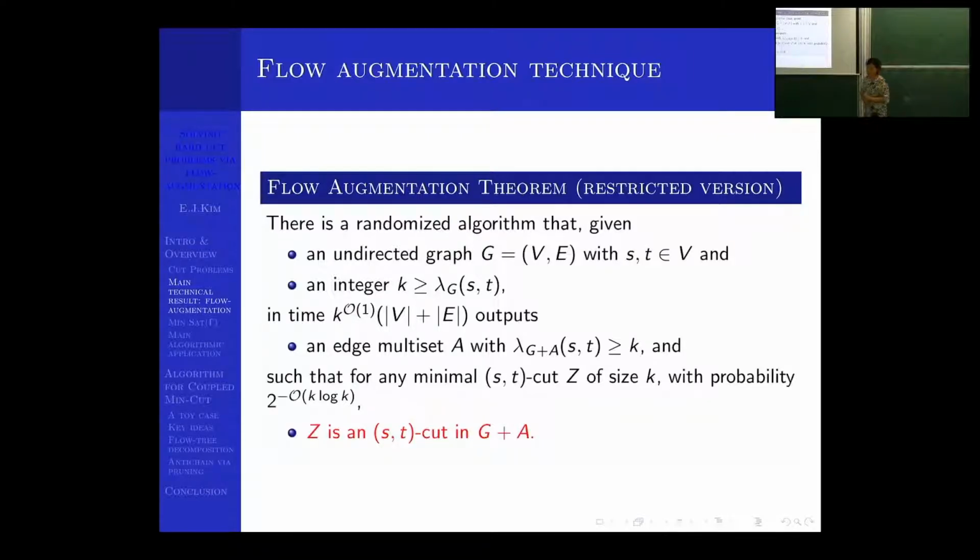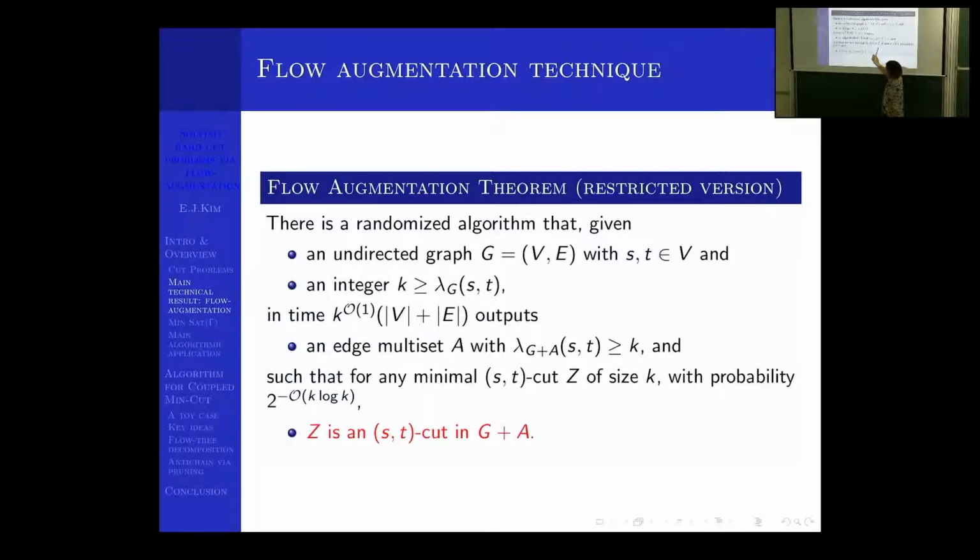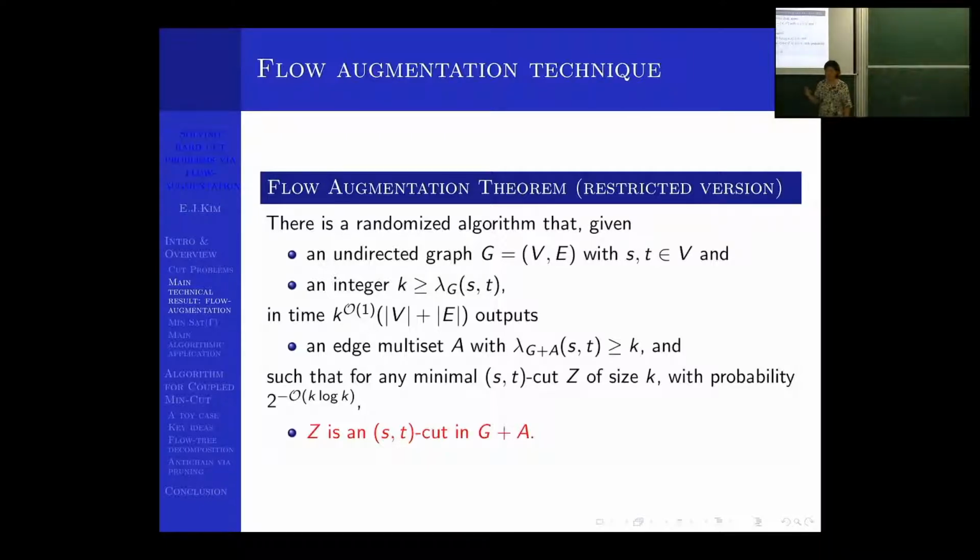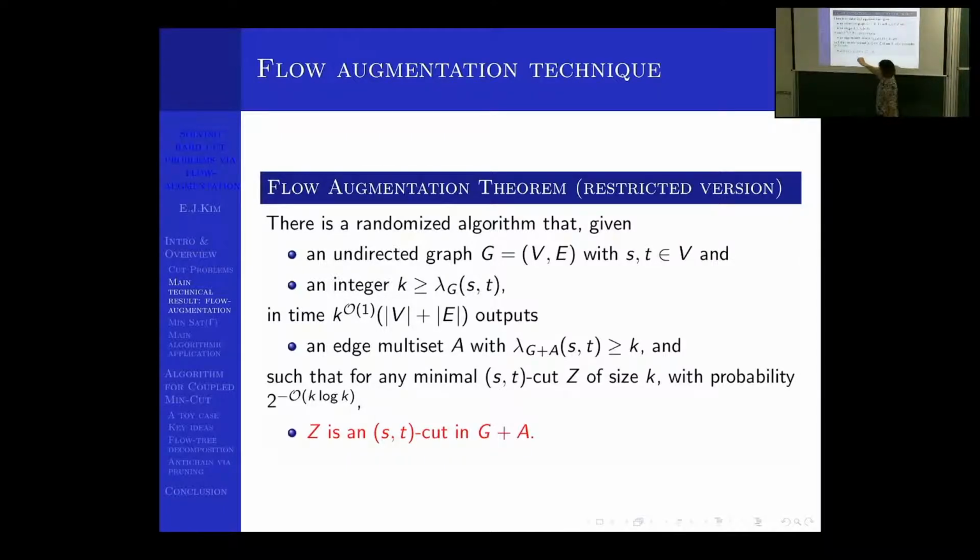So that's the point. This is very nice because here we don't make any other assumption about this ST cut Z except that it's minimal. So you can attempt to consider some cut problem where Z satisfies some weird conditions, and then still with a good probability, you can make it a tight ST cut, like a minimum cardinality cut.